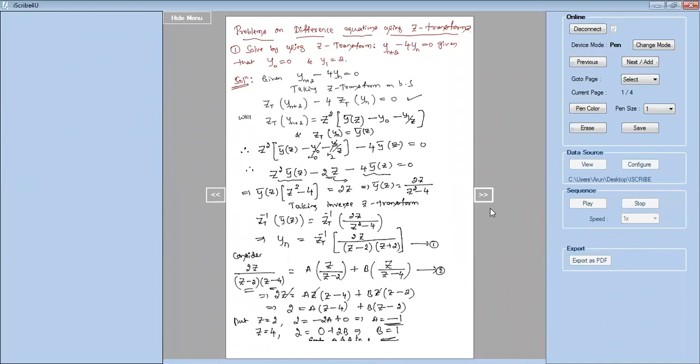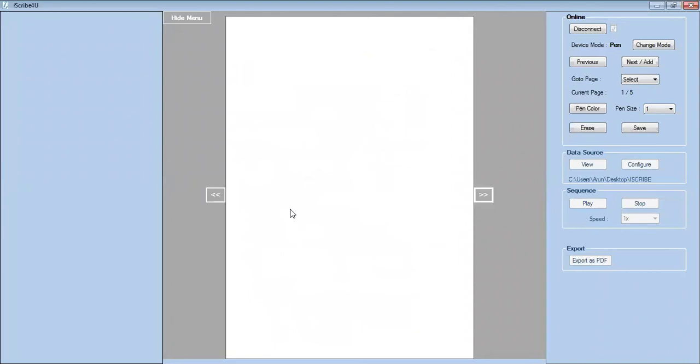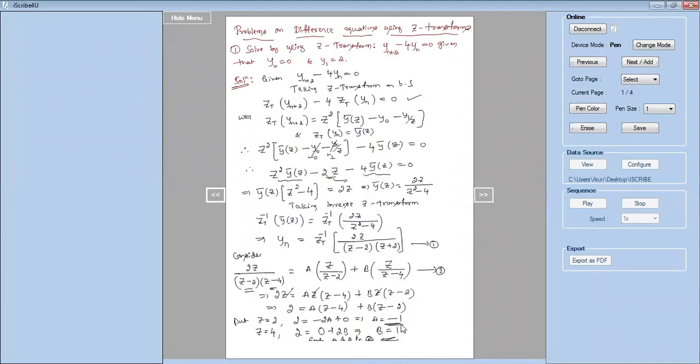Sir, z minus 4, how did you get, sir? In the denominator, z minus 2 into z plus 2, no, sir? Oh, sorry. Z minus 2 into z plus 2. Sorry guys, correct, z plus 2 here.